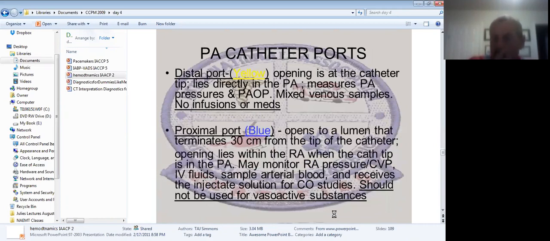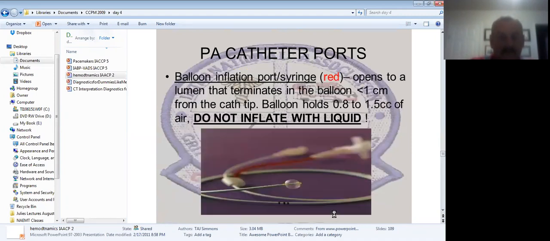The different colored ports let you know where the opening into the body is with the Swan-Ganz properly placed. The yellow port should open directly into the pulmonary artery. You should not put infusions or meds in there. The blue port opens to a lumen around 30 centimeters from the tip of the catheter, so the opening should lie within the right atrium. You monitor right atrial pressures, CVP. You can give fluids, you can sample blood, and they can do injectate studies there, but you shouldn't put vasoactive meds through the blue port.